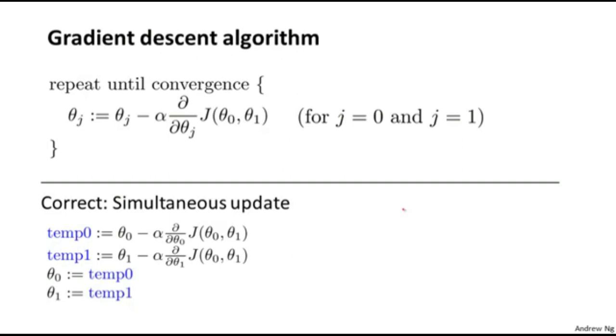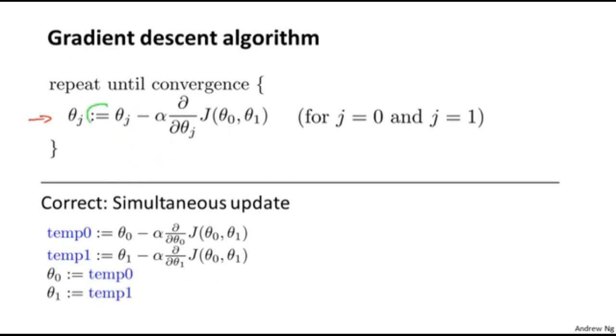This is the definition of the gradient descent algorithm. We're going to repeatedly do this until convergence. We're going to update my parameter theta j by taking theta j and subtracting from it alpha times this term over here. There are a lot of details in this equation, so let me unpack some of it.